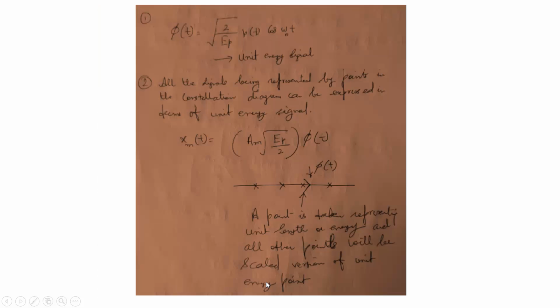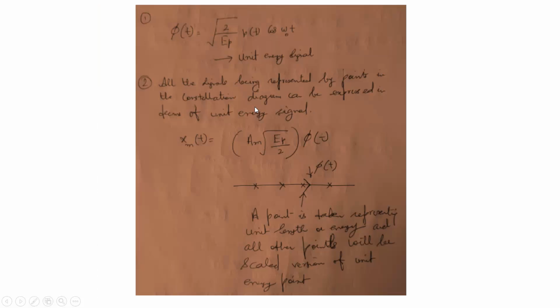And the integral going from 0 to capital T of p square t dt is actually the energy of the pulse. So the energy of the modulated signal is equal to half am square Ep. And now I can define a unit energy signal phi t. This is a unit energy signal along this dimension.